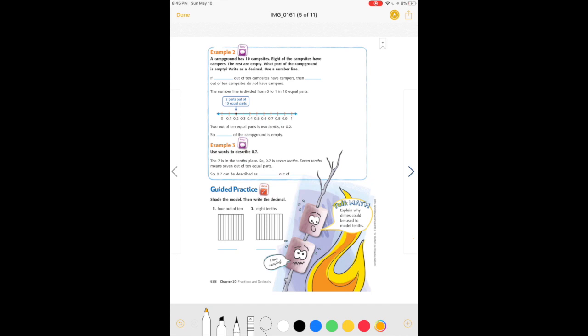If blank out of the 10 campsites have campers, so what did our story tell us? 8. Then blank of the 10 campsites do not have campers. Well, 8 plus some number gives me 10. So 2 of the 10 campsites do not have campers.